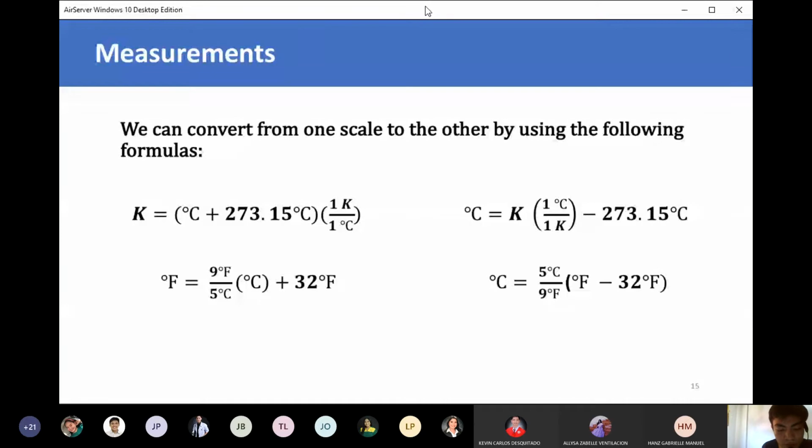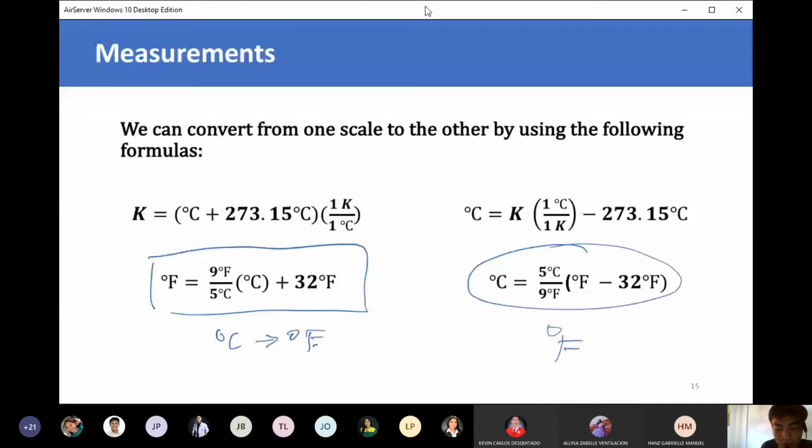So this is the equation if you are converting degrees Celsius to degrees Fahrenheit. This is the equation if you are converting degrees Fahrenheit to degrees Celsius. For Kelvin, all you have to do is add 273.15 if you want a Celsius reading expressed in Kelvin, and if you want Kelvin expressed in Celsius, you just have to deduct 273.15. Okay, so that's the idea.